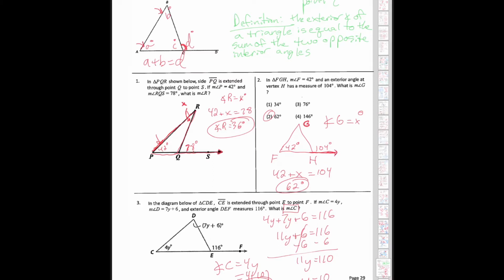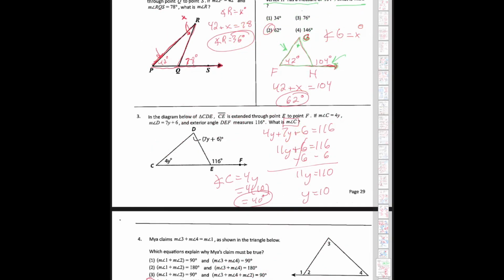So I draw my triangle FGH first, and then I extend my line for an angle at vertex H. Extend here, and I label 104 and 42. So I'm missing this angle here. I'm looking for the measure of angle G. So 42 plus X is equal to 104. And I solve for X here and get 62 degrees. So it's the same thing over and over again. We're taking the exterior angle and setting it equal to these two added together.